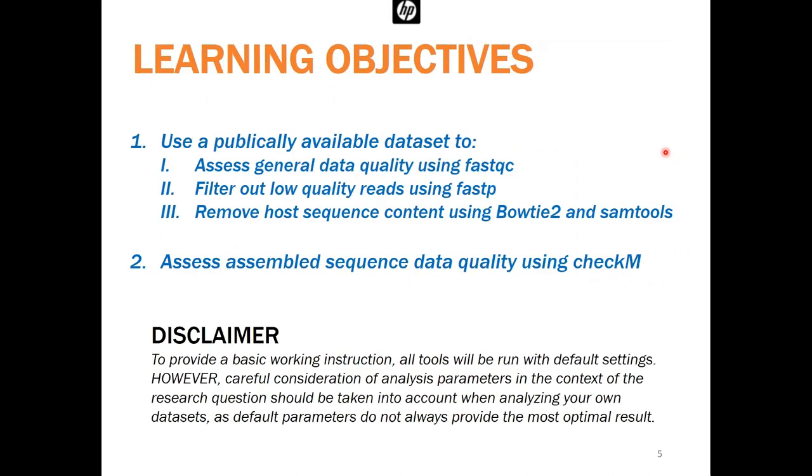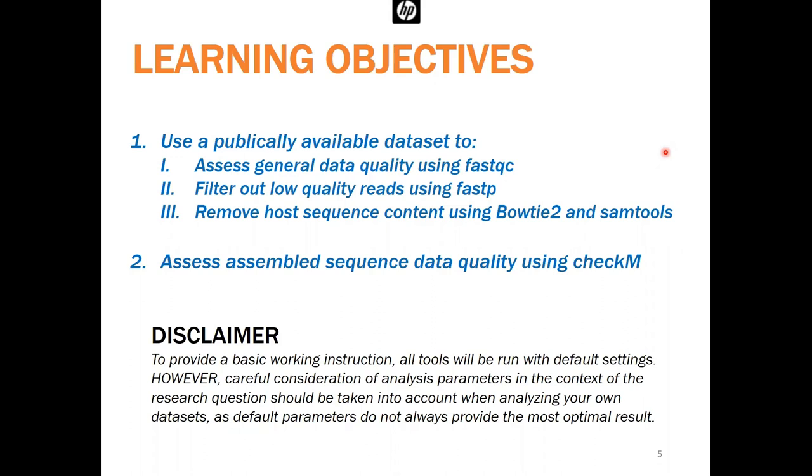Okay, so really the overall goal of today's workshop is to provide demonstrations and exercises for performing basic bioinformatic analysis of bacterial genomic data as it pertains to both quality control and data pre-processing. And these are really critical to obtaining high quality data for downstream analysis. Now, for today's workshop, I'm going to be specifically focusing on short-read data that's been generated by the Illumina platform, and this is for single isolates.